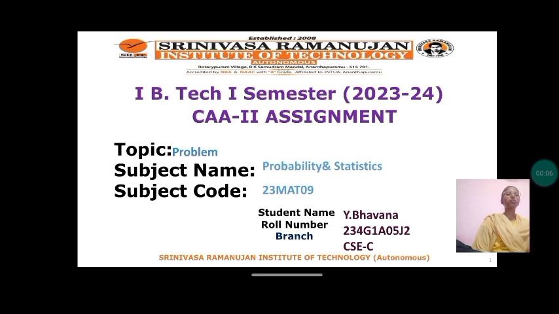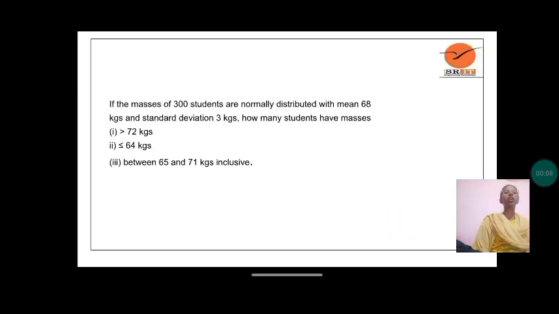Here, my problem is the one tail test. Here is an example for the one tail test. If the masses of 300 students are normally distributed with mean 68 kgs and standard deviation 3 kgs, how many students have masses greater than 72 kgs, less than or equal to 64 kgs, and between 65 and 71 kgs inclusive?